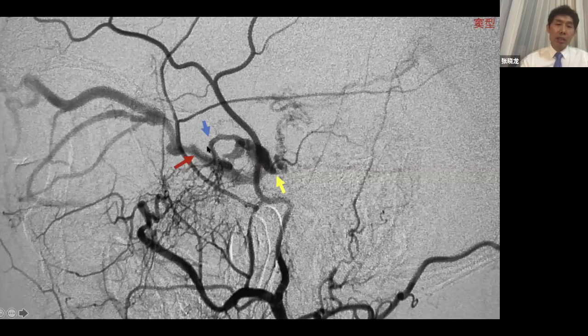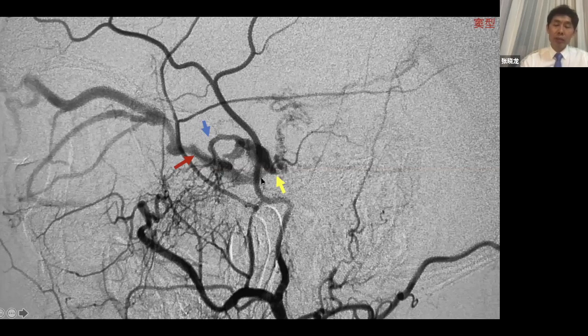Another case is about the common sinus fistula. This is the ECA angiography. We can see that here is the fistula, and the blue one shows the presinus space, I think, because it's the focus part of the fistula. And the red one is the ophthalmic one, the refluxed one. And this part is the reflux to the deep vein, but the inferior petrosal sinus was occluded.